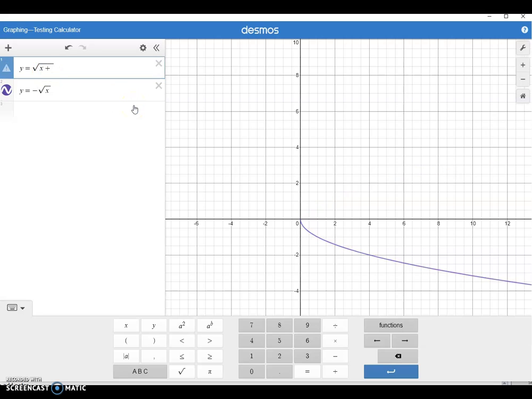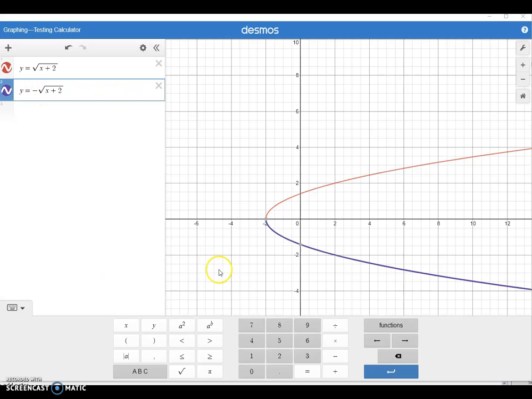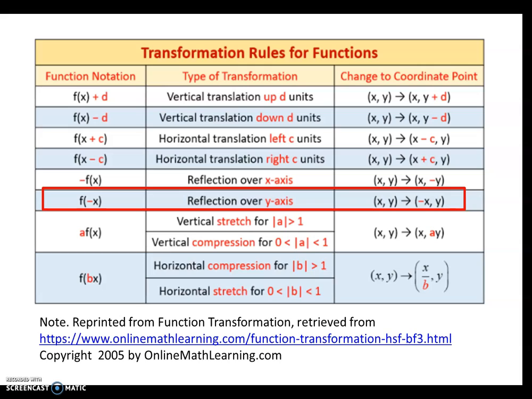Let's say this, okay? And then you have a negative. All right, so as you can see, it will still follow the graph along the x-axis. Next transformation is the reflection over the y-axis. And when this happens, you are reflecting the x value. So the positive x becomes negative and vice versa.